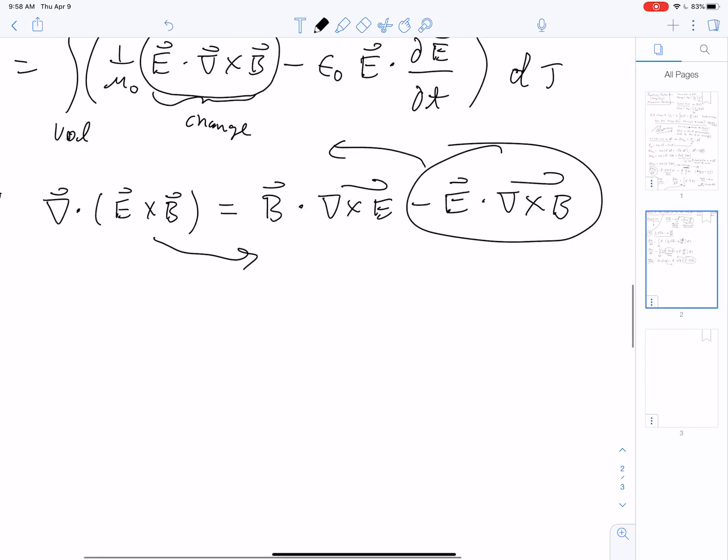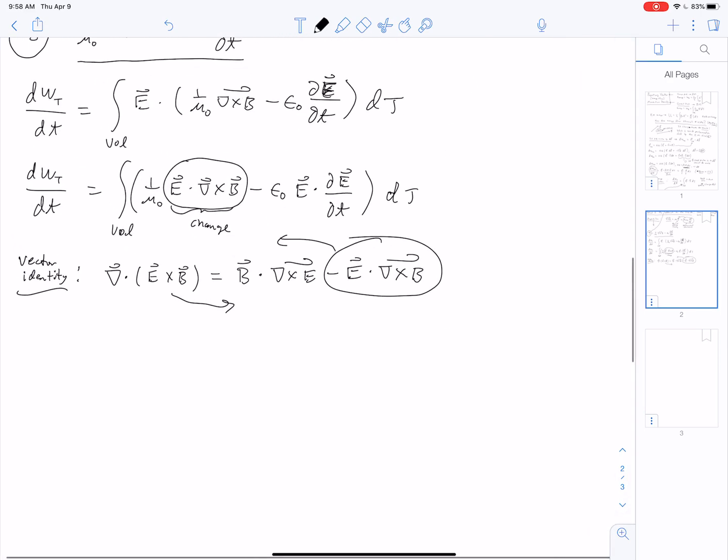So now I'm going to have E dot del cross B, and it's going to equal B dot del cross E minus del dot E cross B. Okay, so I'm just using that identity, but then I notice that this thing here is del cross E.